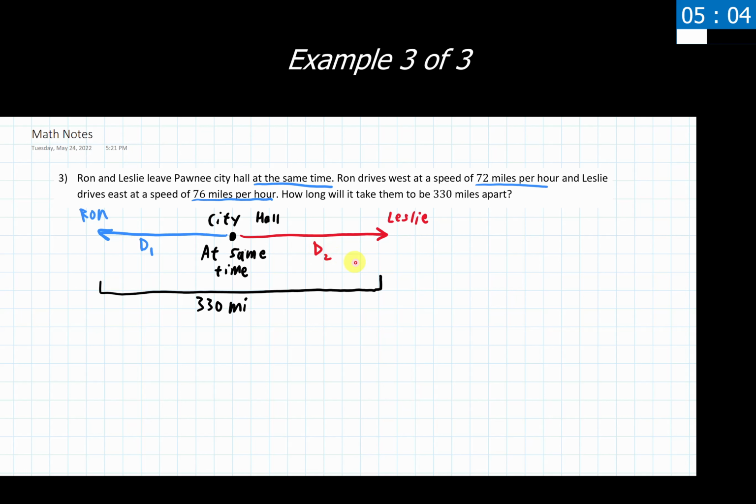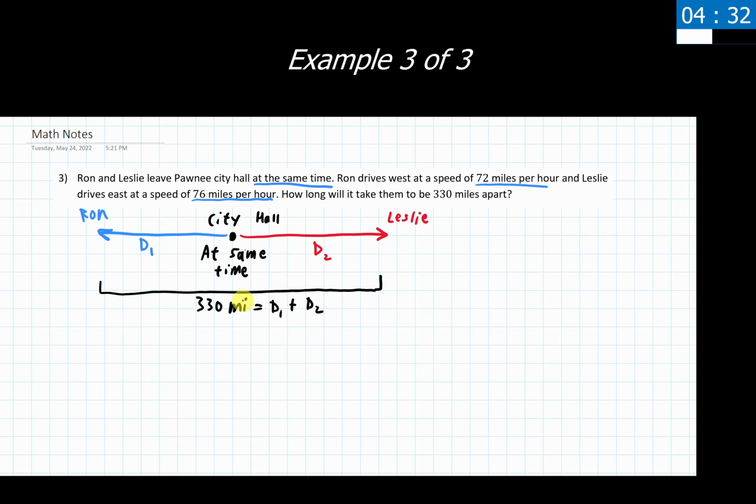All we know is that while these two distances are probably different, they should add up to be the total 330 miles to dictate how, or to show how far apart these two have traveled from one another. So fantastic. So we know the distances are probably different, but they add together to give us our total distance of 330 miles. So good, useful information.